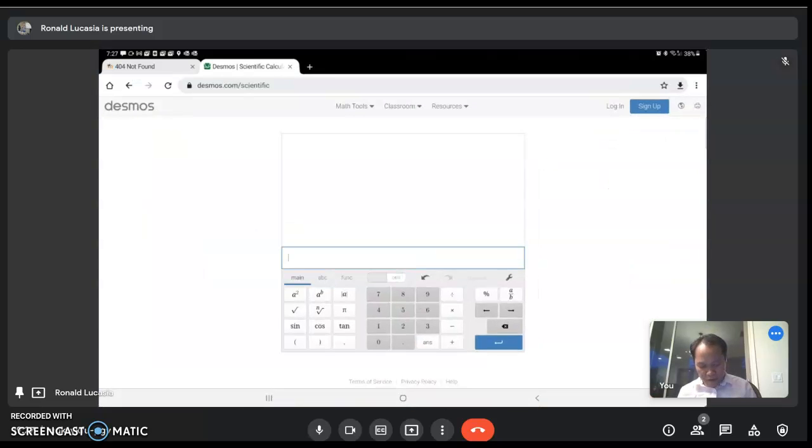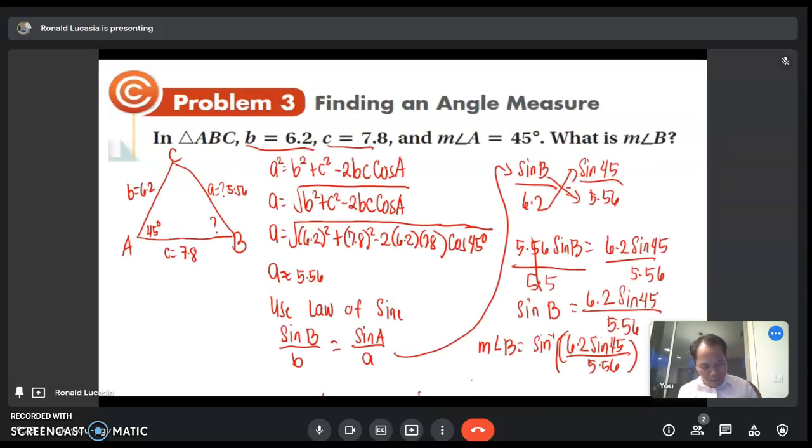So we have the function as inverse sine of 6.2. Oh, I forgot the fraction. 6.2, and then sine 45 degrees over 5.56. Wait, 6.2 sine 45 degrees. Oh, I forgot. It should be 5.56, not 556. So that is approximately 52 degrees. So this is equivalent now. The measure of angle B is approximately 52 degrees.